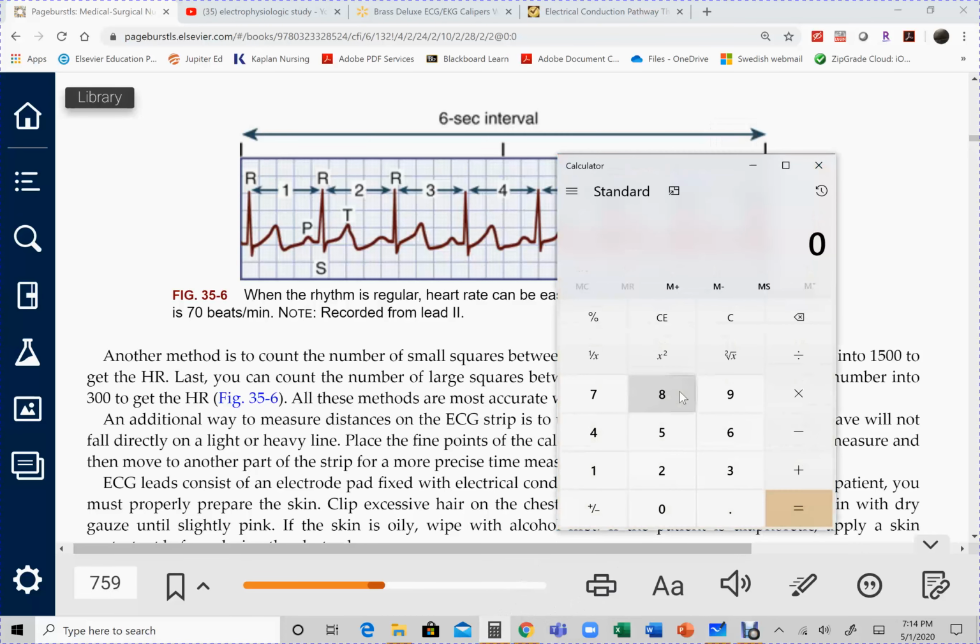Don't worry about the difference because these are all estimates, because we're only doing it over 6 seconds. So 1500 divided by 21 small blocks, the answer is 71.4. So it's still within the margin of error. My other method gave me 70, this one gave me 71. So let's try the other one.